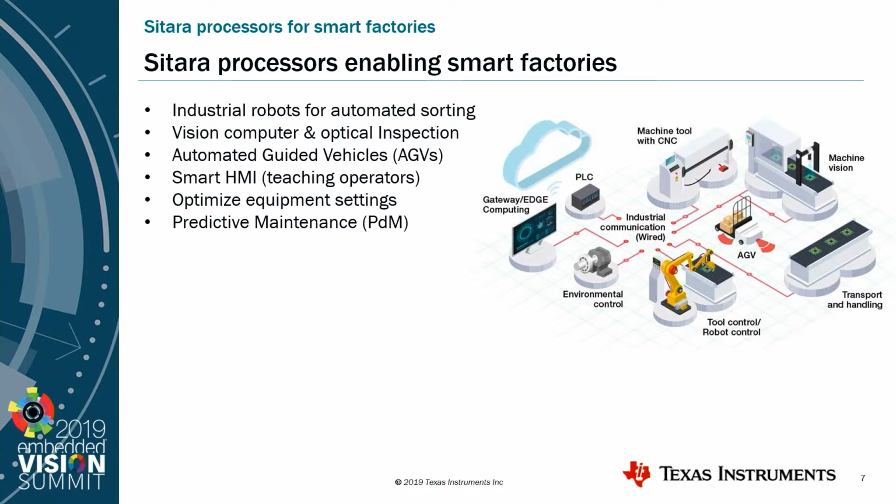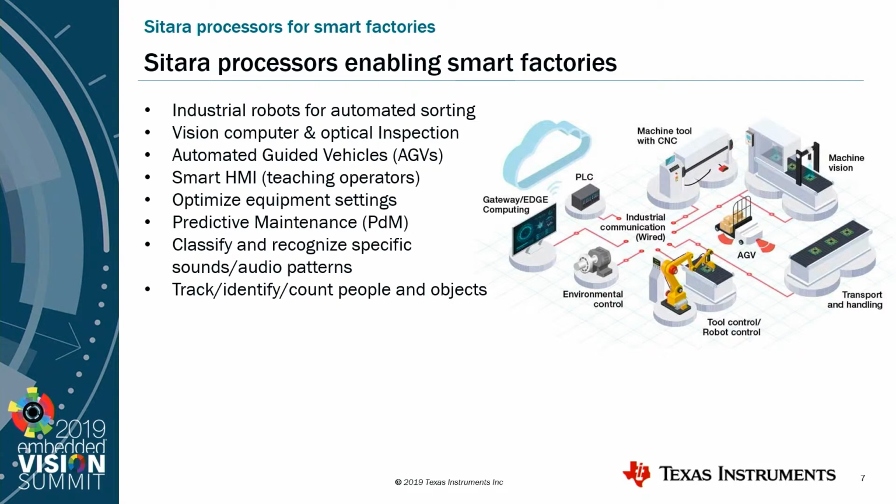For the autonomous decisions, all these devices are able to communicate when they need product maintenance. So they are able to flag if there is any anomaly in their operation, or what the remaining useful life of the devices is. They are also applied to classify and recognize sounds and audio patterns, and to track, identify, and count people and objects.